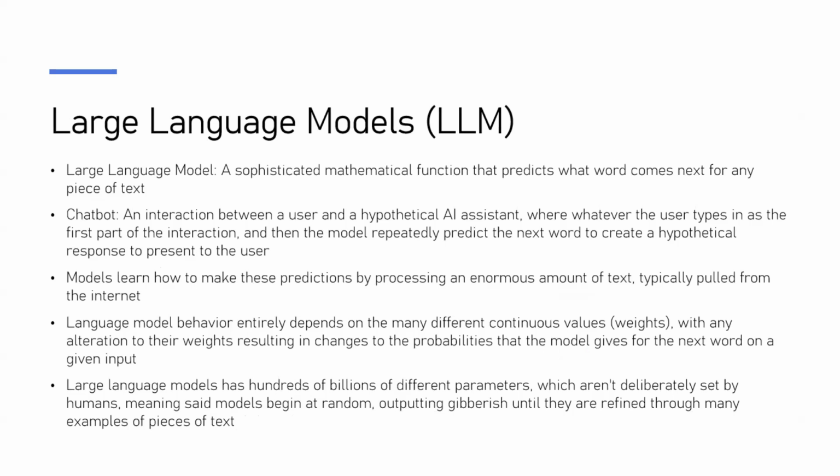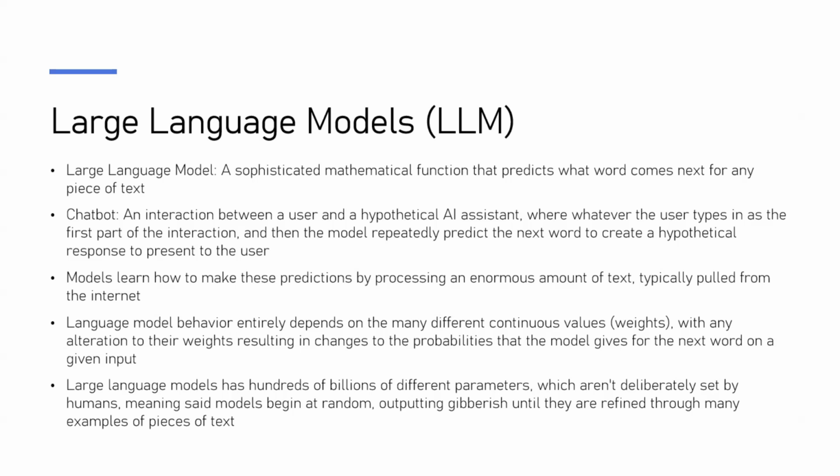Now, another thing that we briefly touched on during the lecture is large language models or LLMs. Language models are sophisticated mathematical functions that predict what words come next for any piece of text. And they're largely used in chatbots. Chatbots are essentially an interaction between a user and a hypothetical AI assistant, where whatever the user types in is the first part of the interaction, and then the model repeatedly predicts the next word to create a hypothetical response to present to the user.